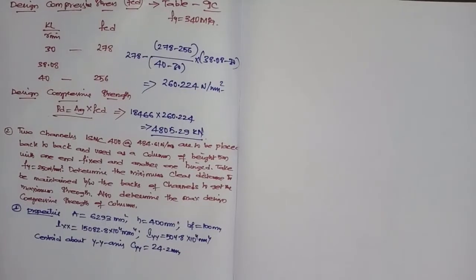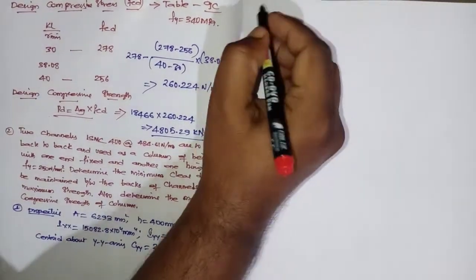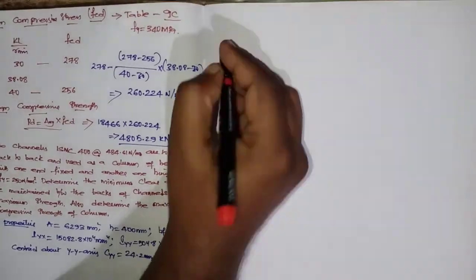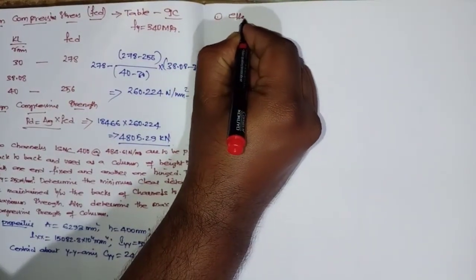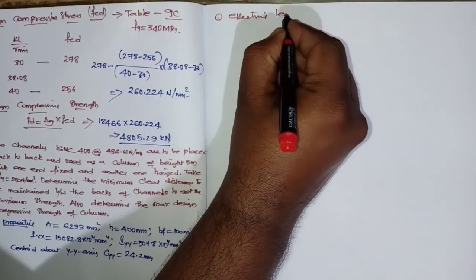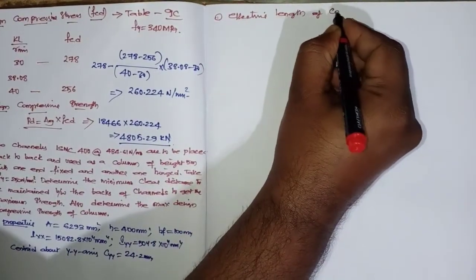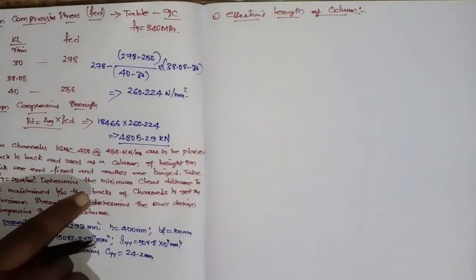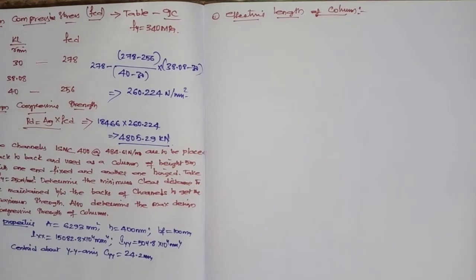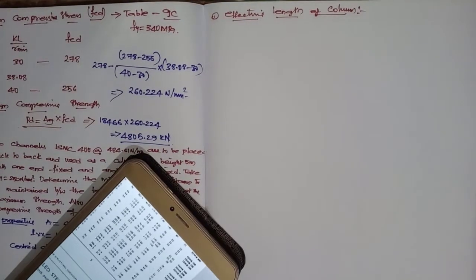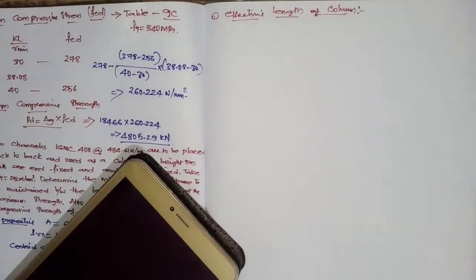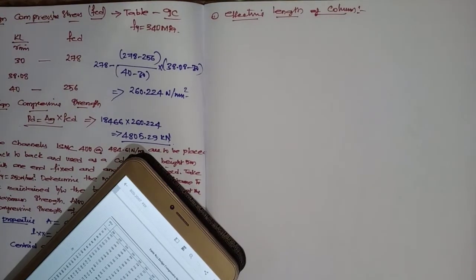Now as usual, what is the first step after writing the given data? Next one is effective length of column. One end of the column is fixed and the other end is hinged, means you have to go for IS 800 2007 table, page number 45.